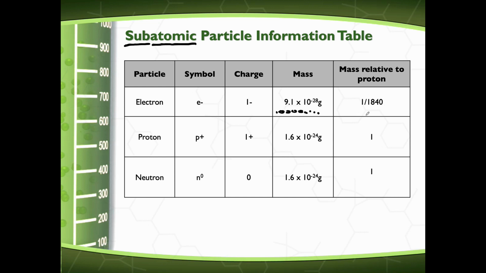So this is almost 2,000 times smaller, but here's the thing. Being 2,000 times smaller than a proton, it still carries an equal and opposite charge to that of the proton. So for a little tiny electron, it carries quite a punch. Equal and opposite charge to that of a 2,000 times larger proton.